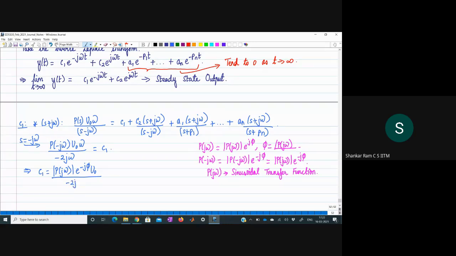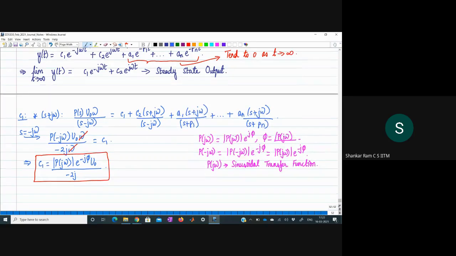Why did I write it like this? Of course, this omega and omega cancel off, right? So that's all we get. Okay, so this is the expression for C1. All right, this is C1.